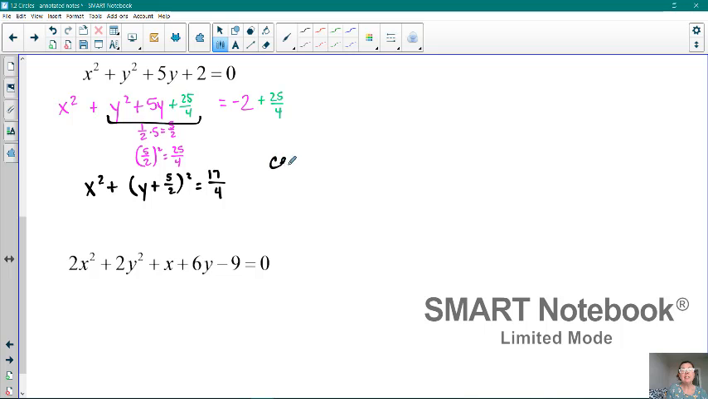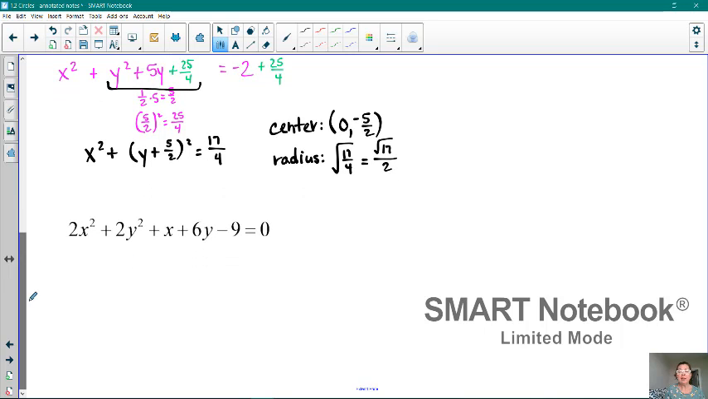Okay, so the center of this circle, well, if there's nothing being added or subtracted to x, what does nothing translate to as far as adding and subtracting in mathematics? 0. And that's plus 5 halves, so we have negative 5 halves. Our radius will be the square root of 17 fourths. I am able to take the square root of 4, it's 2, so that's going to be square root of 17 over 2.